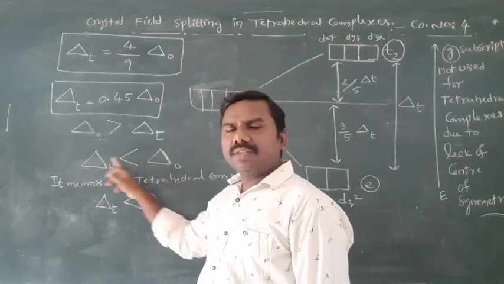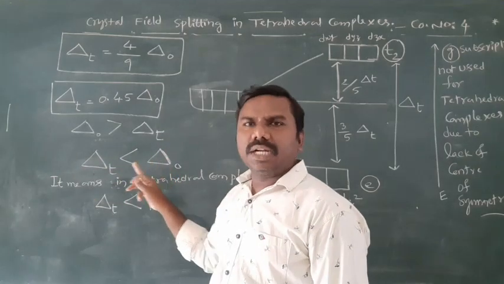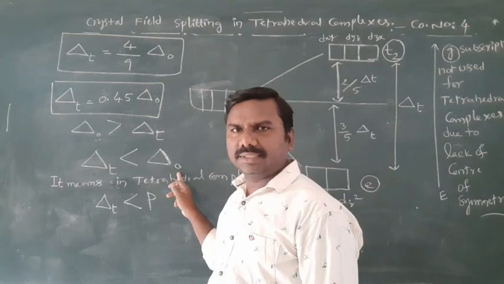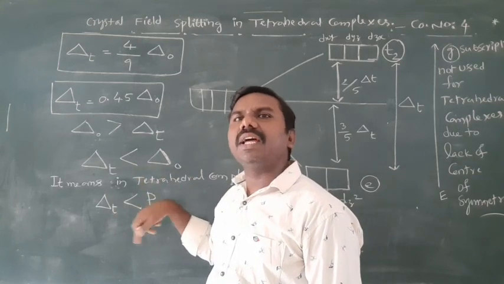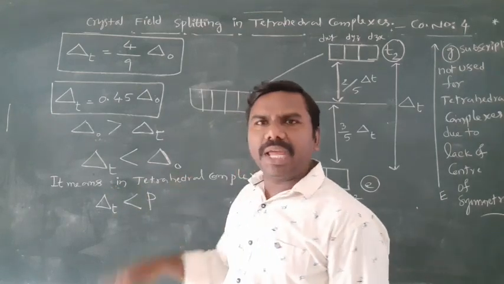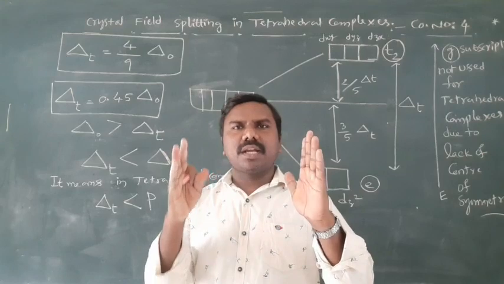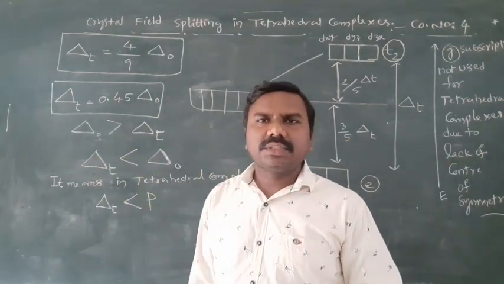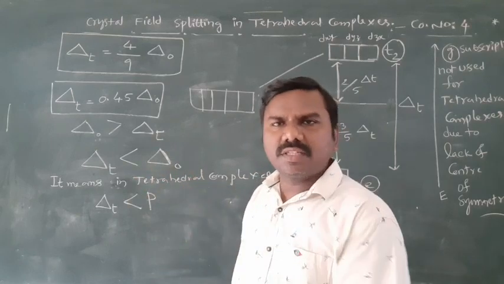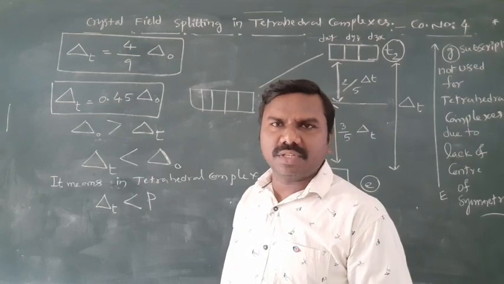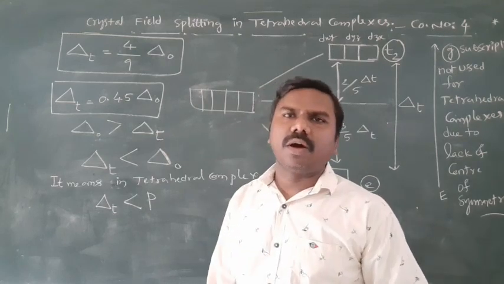Delta T is less than delta naught. The splitting energy of a tetrahedral complex is less than that of an octahedral complex. That indicates pairing energy is more in tetrahedral complexes. Difficult to pair means all electrons are unpaired only. Unpaired means plus half, plus half, plus half. As such plus halves increase, spin also increases. That's why only high spin complexes are possible, but not low spin complexes.